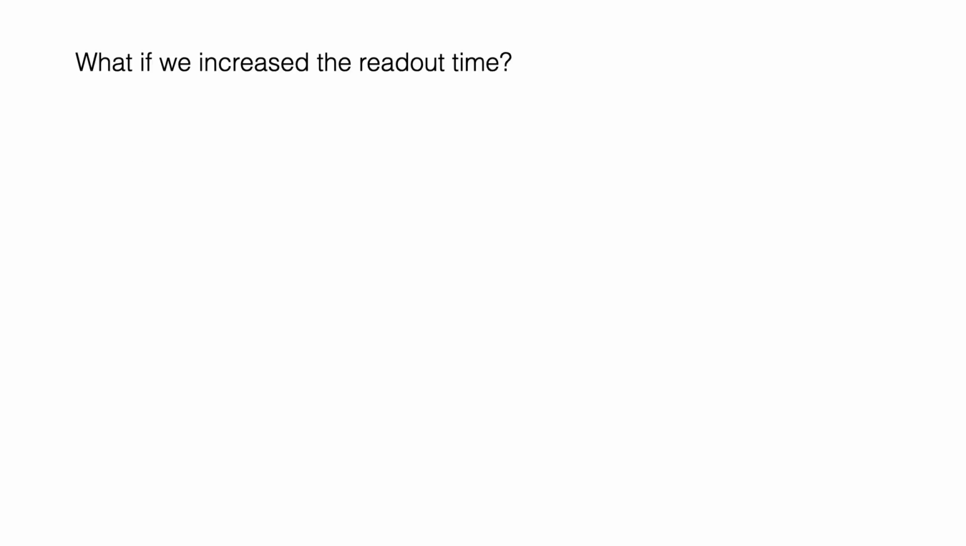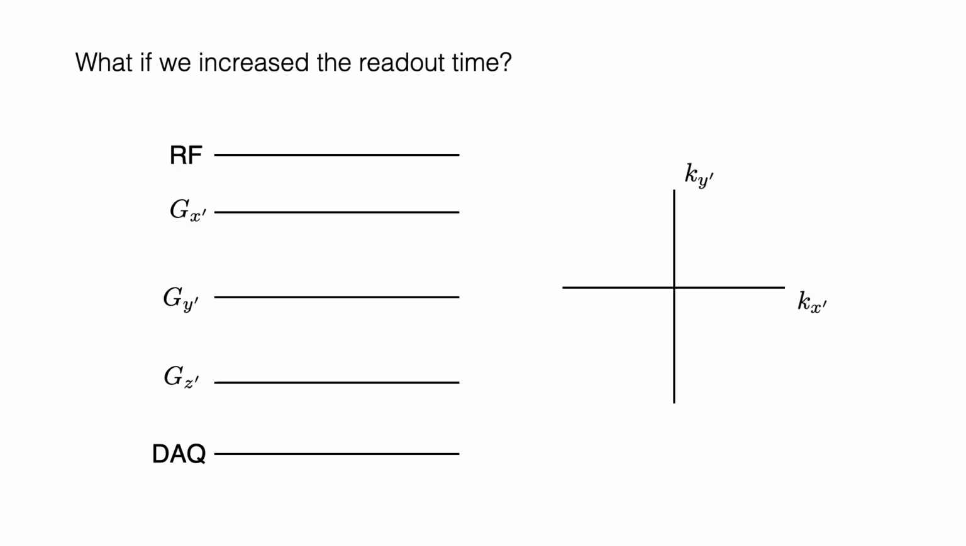What if we increased the readout time? Now let's first recall what readout time is, and for this we're going to go back to understanding the spin warp trajectory. Again, we're going to do excitation, which is outside the scope of this presentation, but this gives us a probe at the 0 spatial frequency.